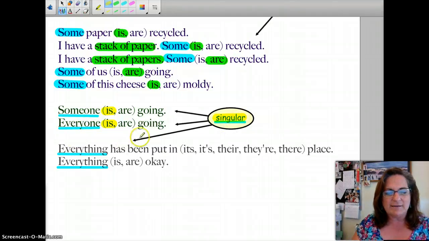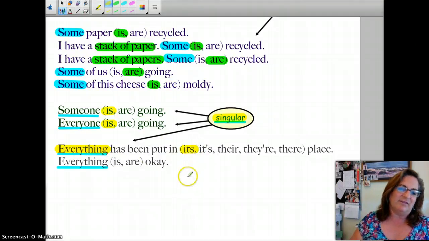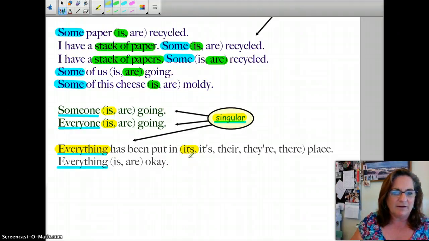That's a little tricky, yeah? Okay. Everything has been put in its place, their place, their place, their place. Okay, so this is asking you, what do you do with a word like everything when you're substituting one pronoun for another pronoun? In this case, it's because this is the possessive form in the singular.